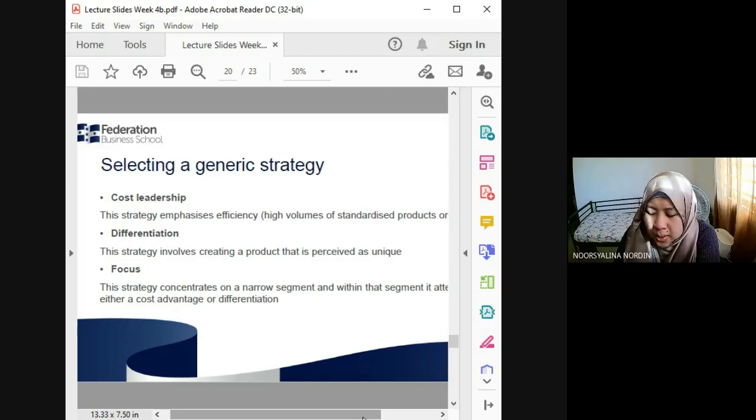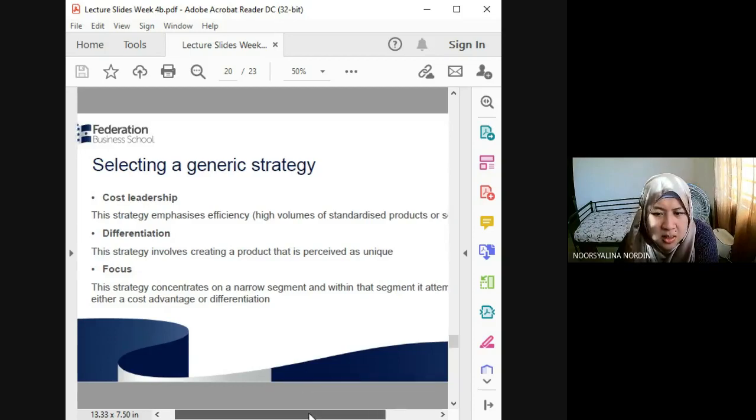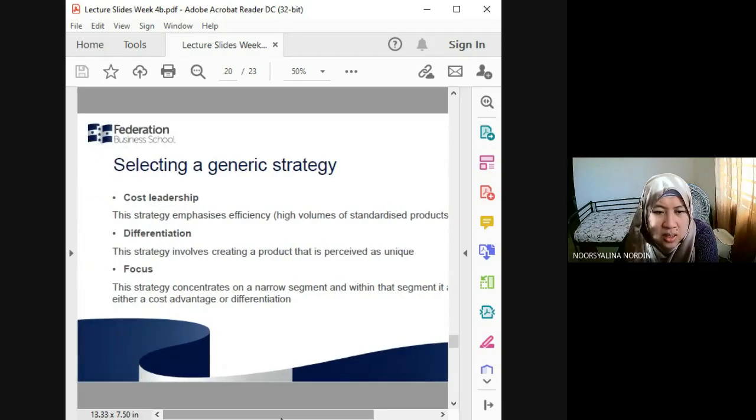And that is Polmart. And then in Malaysia, if we are talking about the airline industry, of course they might say AirAsia, the cost leadership. For the focus strategy, this concentrates on a narrow segment, and within that segment, it attempts to achieve either cost advantage or differentiation. So certain companies want to focus on cost advantage. You are the cheapest one, and maybe you want to focus on differentiation.